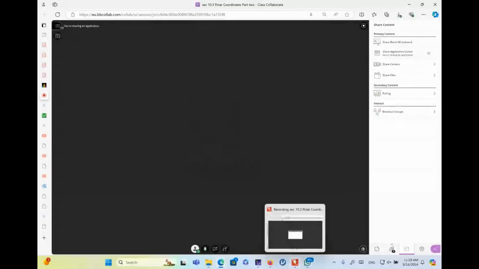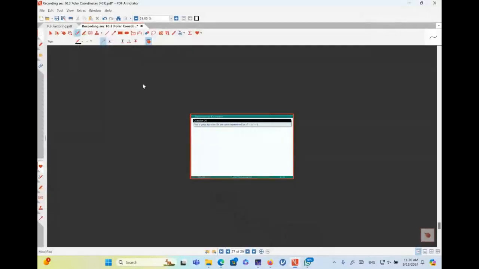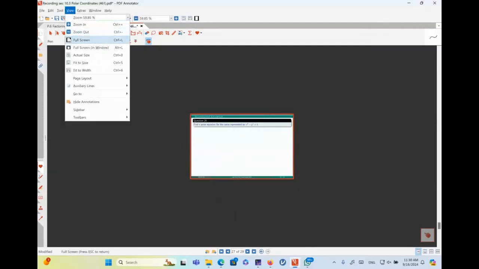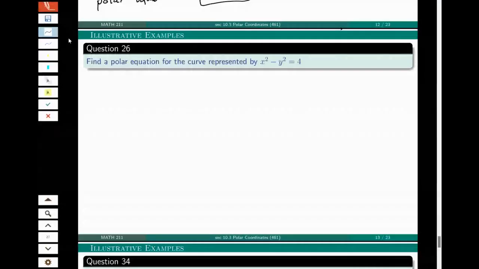Okay, now we'll speak about the second part of section 10.3. It will be a short lecture, not a long one. I mean, the completion is just a small lecture. Here it says find a polar coordinate for this curve in Cartesian system.